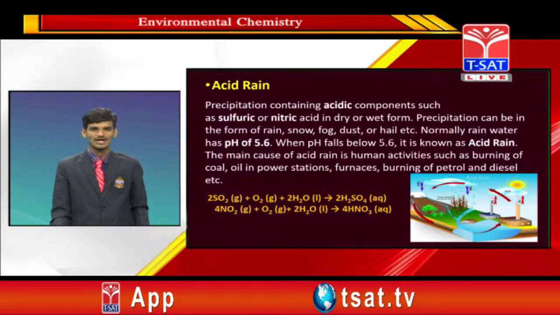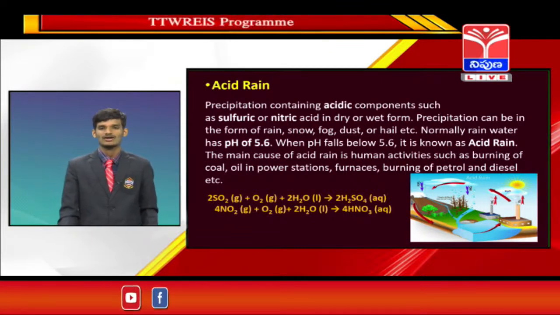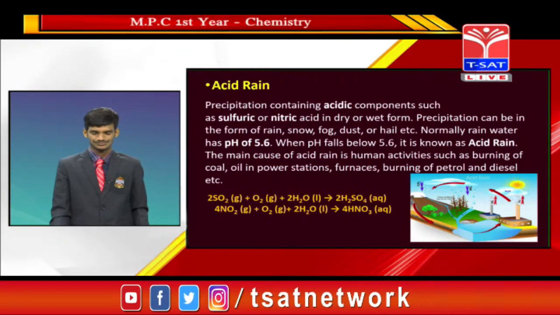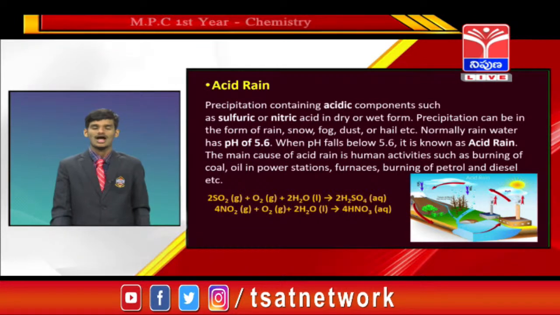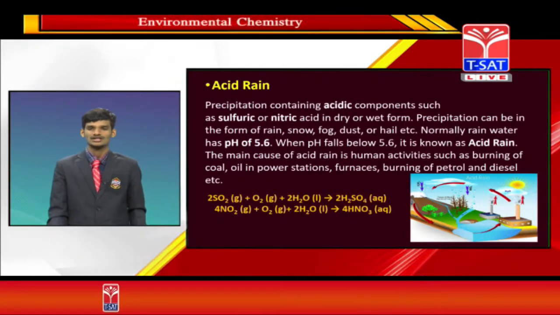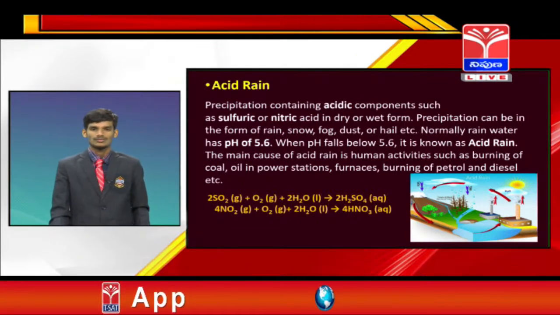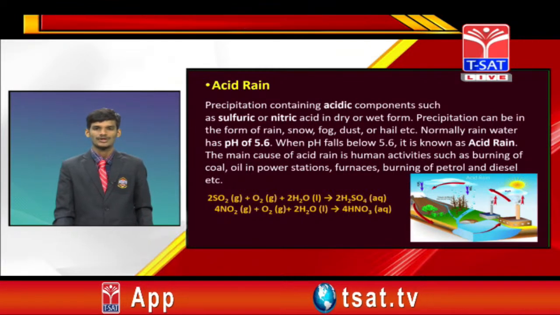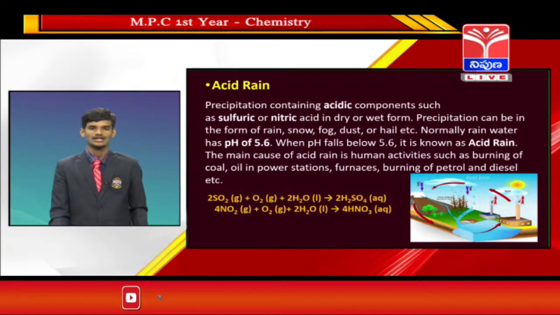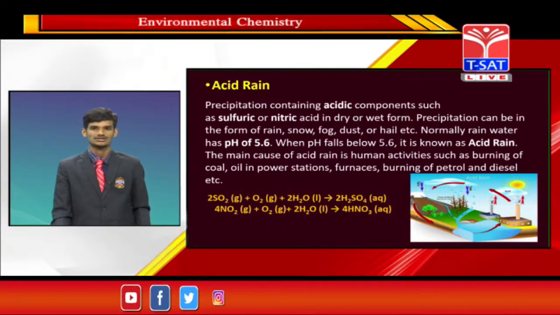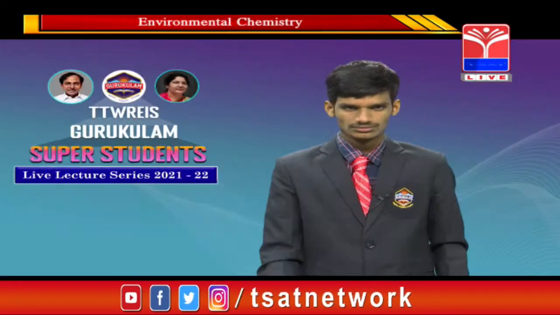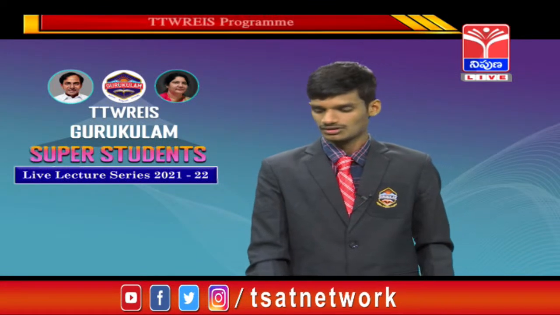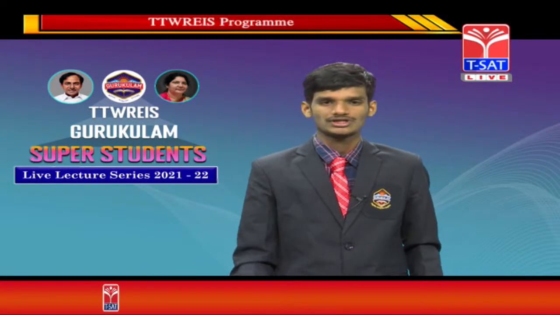So what are the effects of acid rains? It damages the aquatic ecosystem, it damages soil fertility and is harmful for agricultural cultivation. It is caused by burning of petrol and diesel, etc., oil in power stations and furnaces. Acid rain. You can see the picture below.